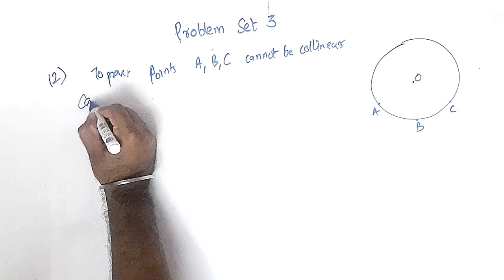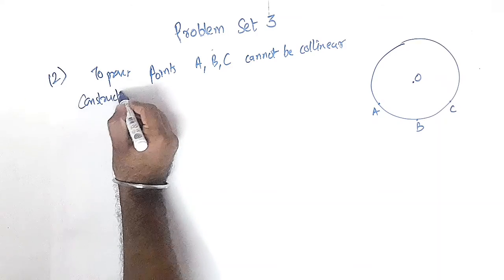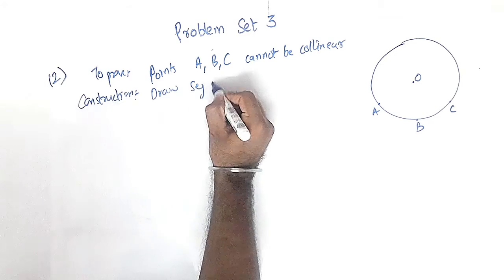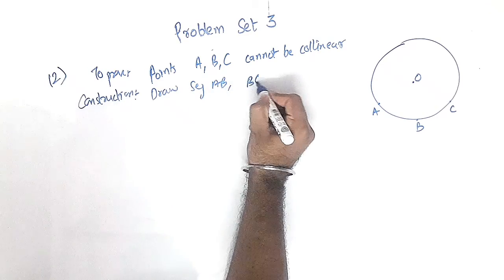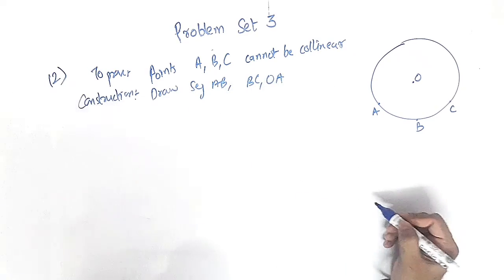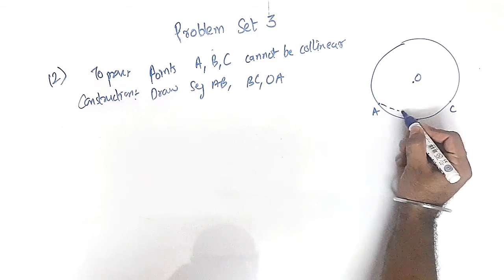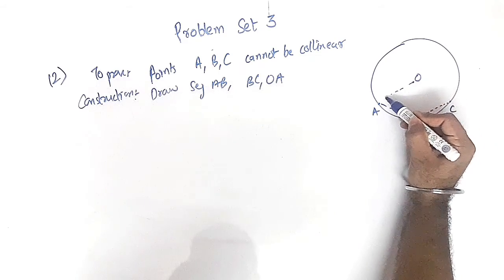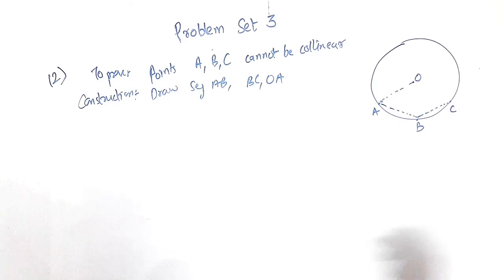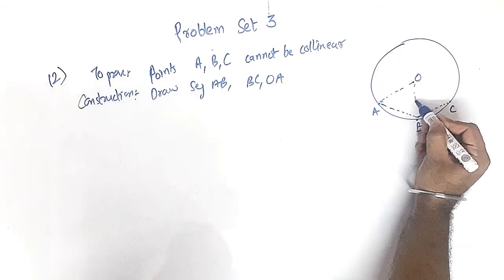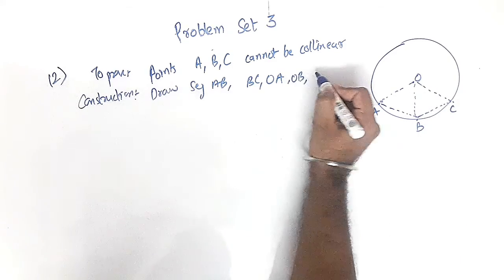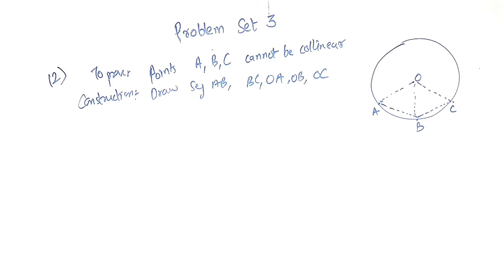So first thing we will take is construction, and that is draw seg AB, BC and OA. Okay, OB and OC also I'll take. So 5 segments we have drawn.